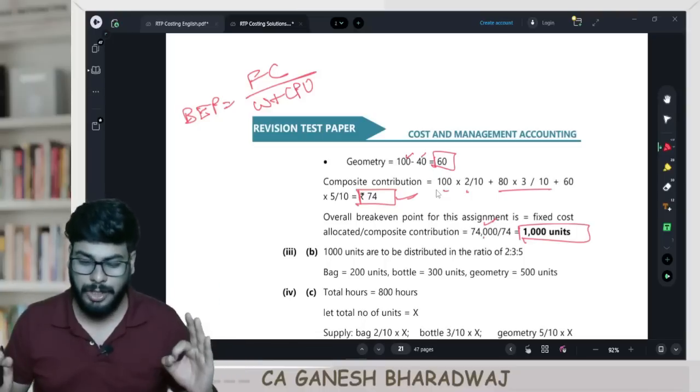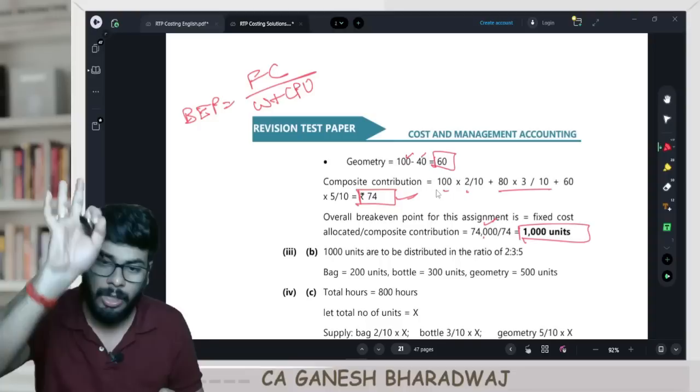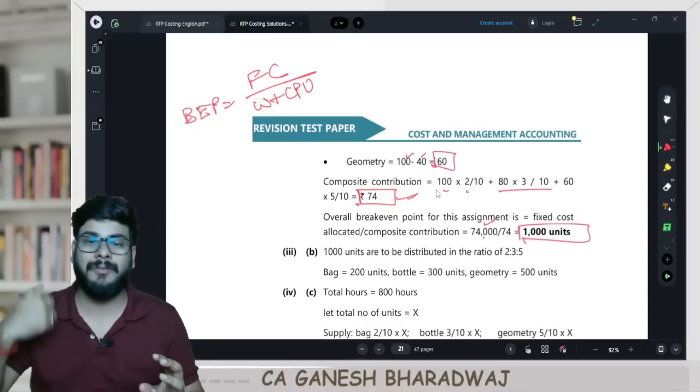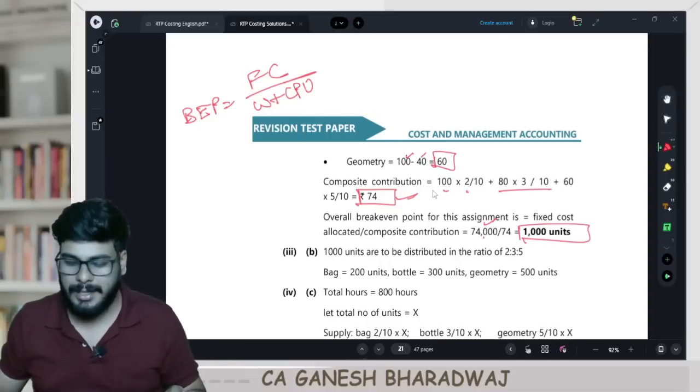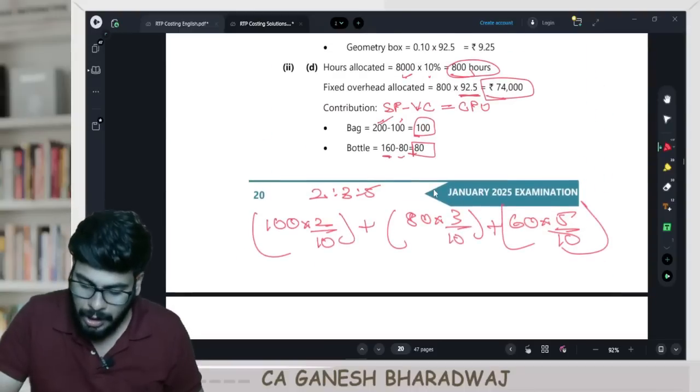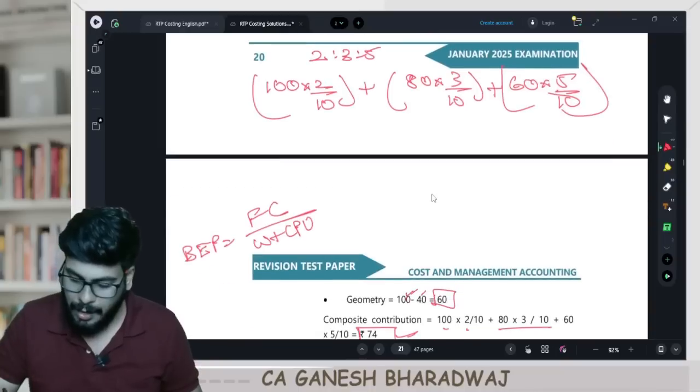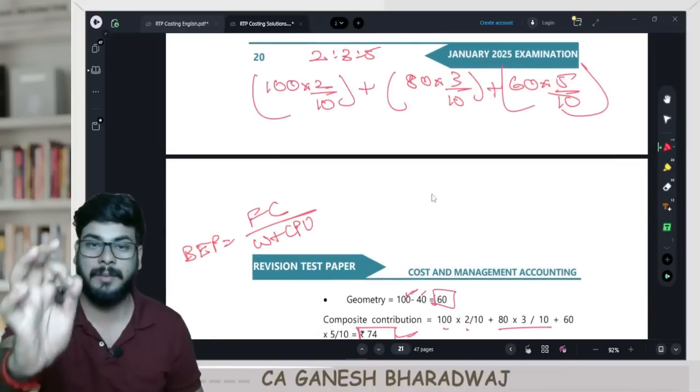So you need to sell a total of 1000 units. 1000 units of all the three products put together in order for you to break even, provided the selling prices are fixed at 200, 160 and 100. Are you clear with this? This is the meaning of this.